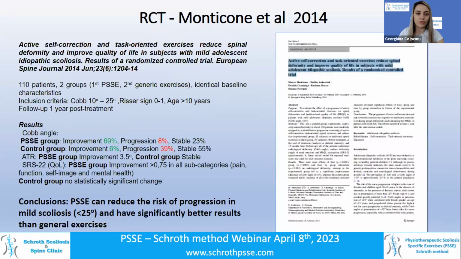In my next slides, I will emphasize the most important studies which present the effectiveness of scoliosis specific exercises in scoliosis treatment. Here we have good evidence from Monticone and his colleagues from 2014, a randomized controlled trial that shows PSSE improved Cobb angle, trunk rotation, and quality of life at long-term follow-up. In this study, they had 2 groups, one with PSSE and a second one with general exercises. The conclusion was that PSSE have better results than general exercises.